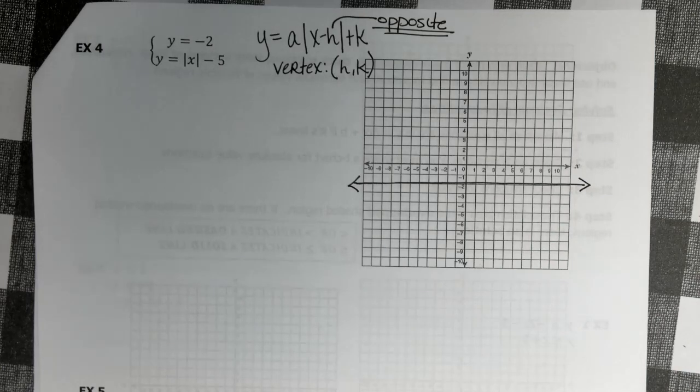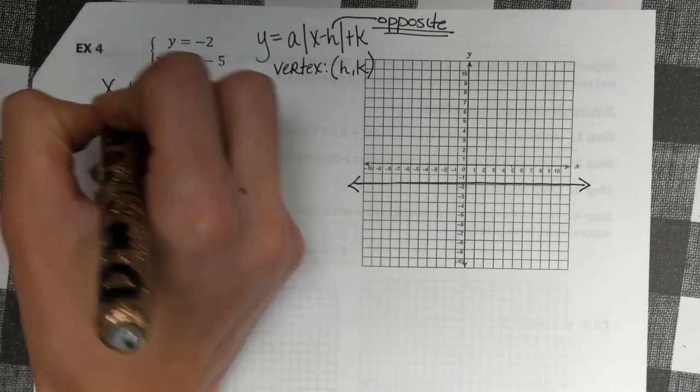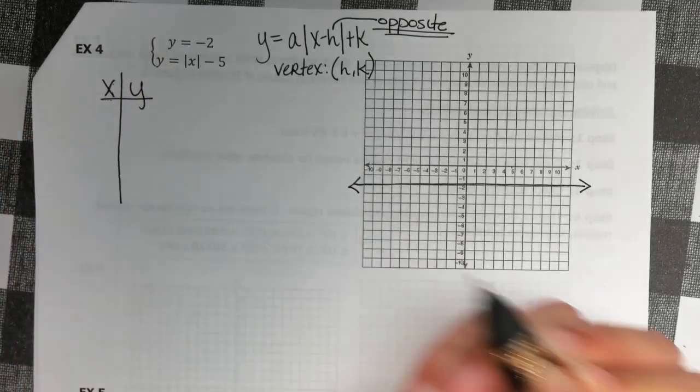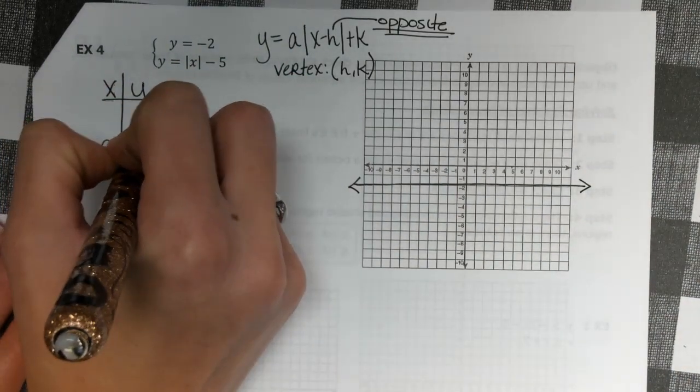Make sure you know that, because if you do not switch that sign, your table is going to be wrong. Therefore, your graph is going to be wrong. Therefore, your point of intersection is going to be wrong. Okay? So, a lot matters and depends on you knowing your vertex. Alright, so then my vertex is 0, -5.